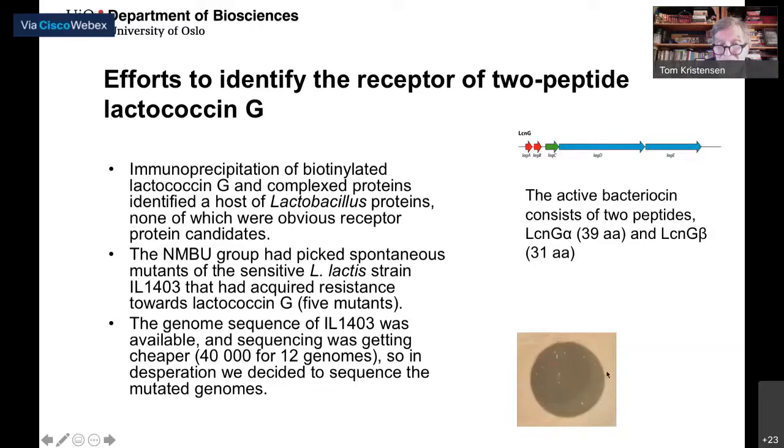This figure down here shows an inhibition zone. So this is a lawn of sensitive bacteria. We have put a drop of lactococcin G solution in the middle here. So cells are killed, but you see some white specks here and there, which are bacteria which have become resistant to the bacteriocin by mutations. So these are the ones we picked and tried to sequence.